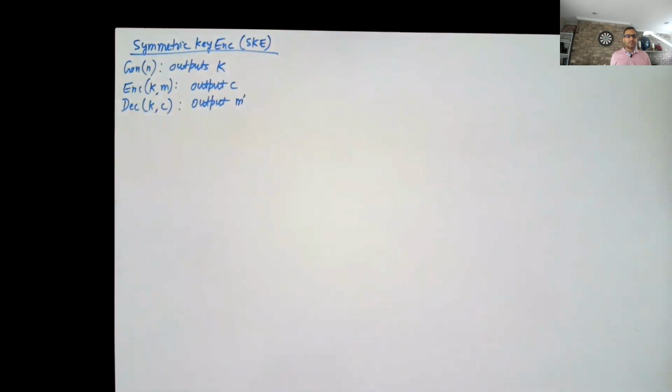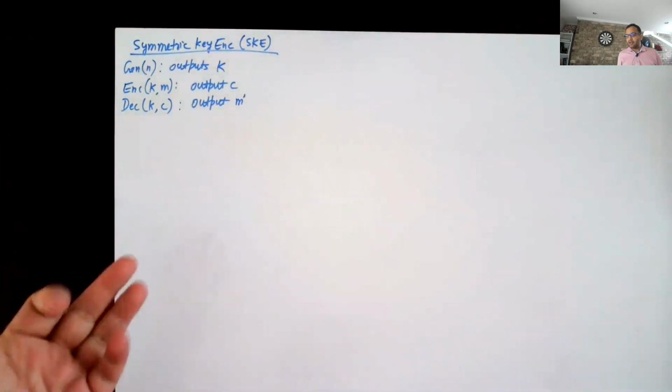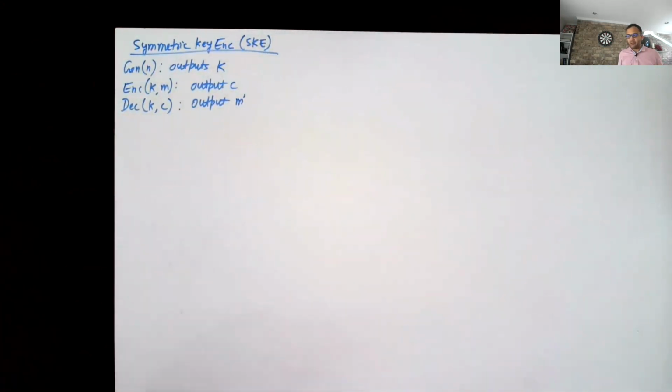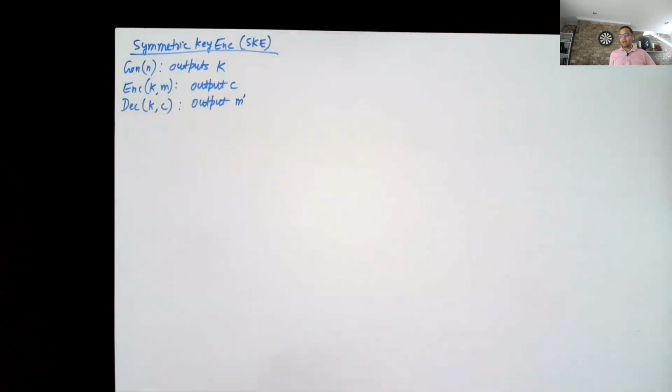So there are 2 properties. First is correctness. So correctness specifies what happens when there is no adversary, right? So in that case, as you would expect, if you did the key generation properly, if you encrypt it properly, and you decrypt it properly, then M prime and M should be the same, right? You should get back the same message.